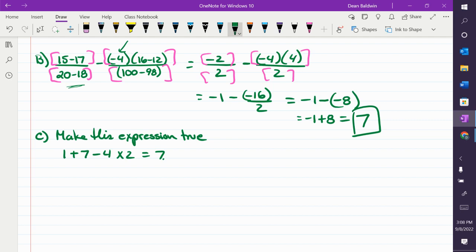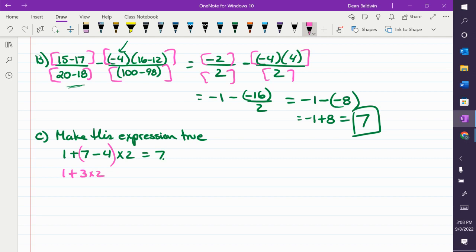Put 7 minus 4 in brackets. So you want to go like that? Yeah. Okay, so let's try it. If we put the brackets around the 7 minus 4, that means we do them first. What's 7 minus 4? 3. So now I get 1 plus 3 times 2.